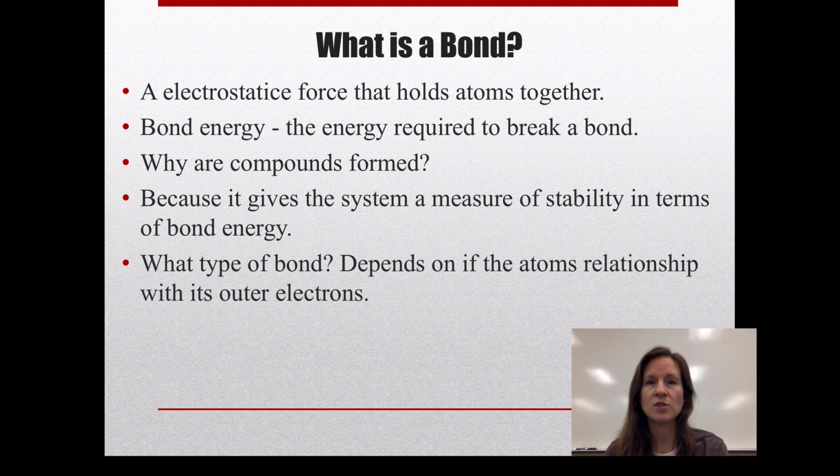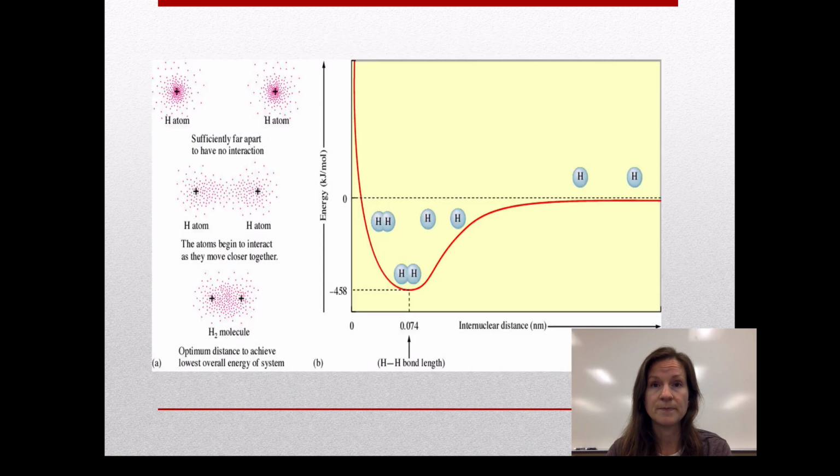So nature tends to be lazy and default toward a situation which is lower in energy. So compounds are formed because there's this degree of stability. There's energy released when two elements come together into a force of attraction with one another. The type of bond then, whether it's ionic or covalent, depends on the atomic relationship between the two atoms that are bonding.